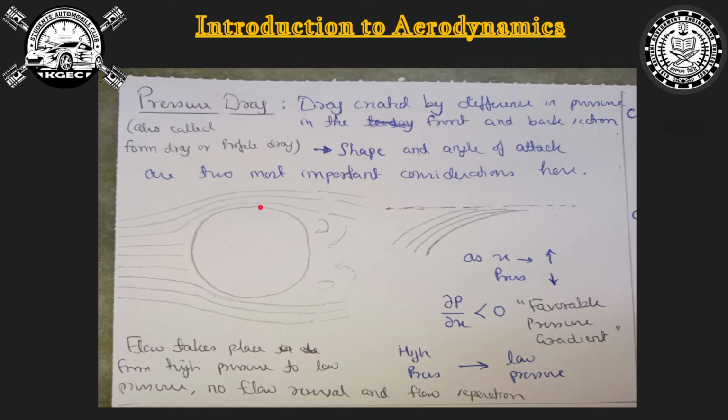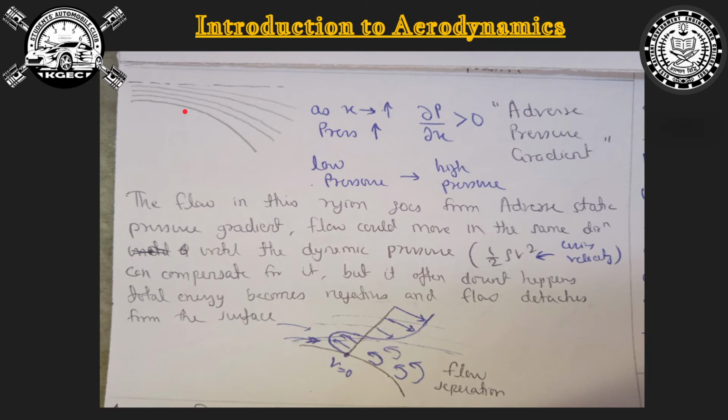What happens here? This is the exact opposite of what we have seen in the previous condition. So here is our reference line, initial line. This is the surface of the ball. Here we can see that the area is increasing gradually. Area is increasing, so from the continuity equation, as area increases, velocity decreases, and as the velocity is decreasing moving along positive x, hence the pressure is increasing. So here this is a low pressure region and this is a high pressure region. So the flow is taking place from low pressure region to high pressure region.